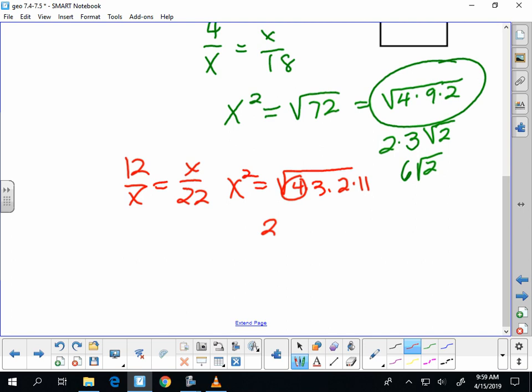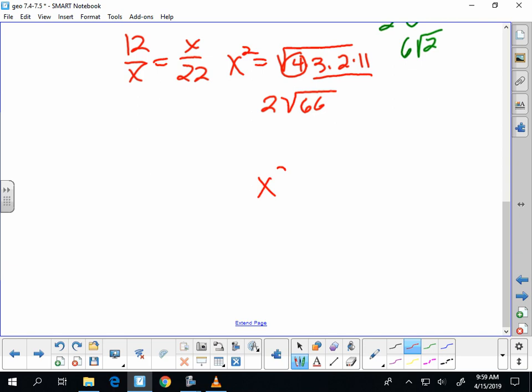Can I do anything with the 11? So I just multiply these 3 back together. And we get 2 square root of 66. Let's try another one. Give it 2 numbers again.